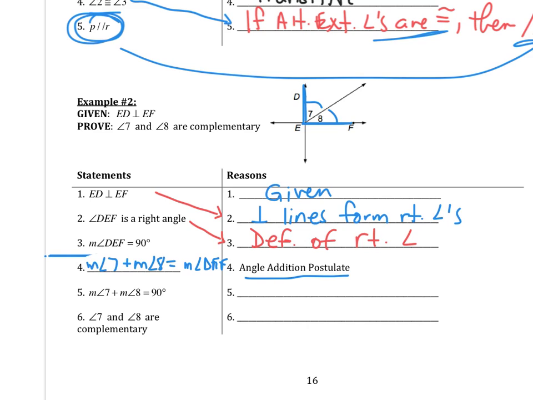They don't necessarily have to be 45 and 45. They could be any 2 angles. Now, how did we get from 7 and 8 adding up to be DEF to 7 and 8 adding up to be 90? Hint: look at statement 3. Look at statement 4. And then see how it changed in line number 5. Substitution. Since DEF is 90, we changed the DEF to a 90. So that's substitution.